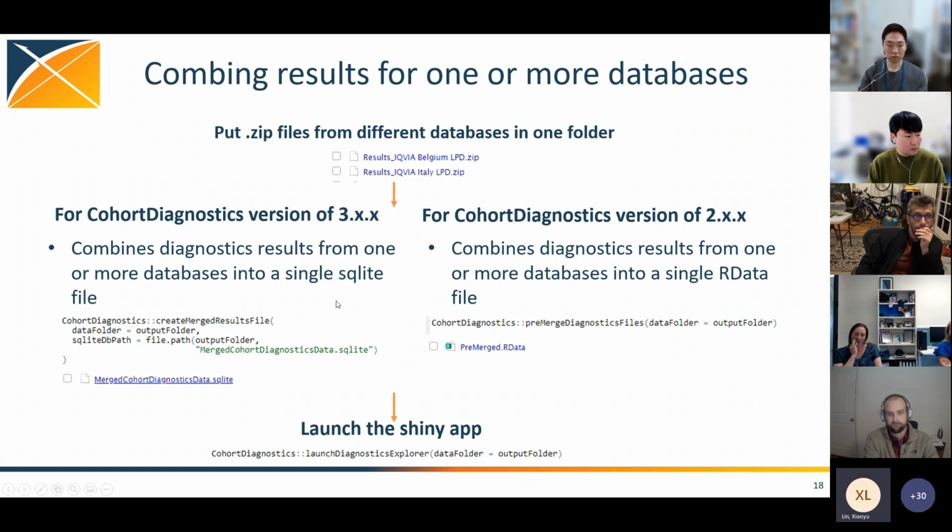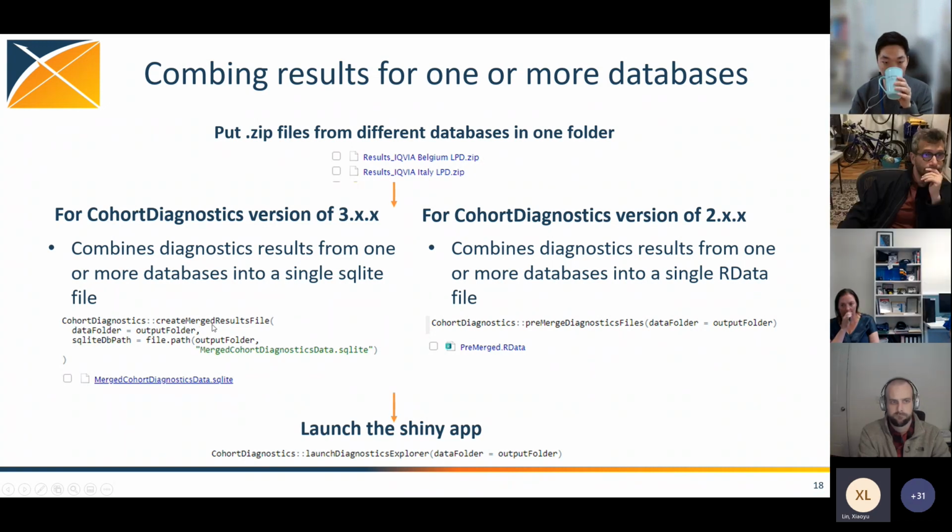And then, in order to generate the input for the Shiny app, the code is a bit different for different versions of the Cohort Diagnostics package. For package version greater than 3, they use the create merge results file function under the Cohort Diagnostics package, and the combined results will be in a single SQLite file.